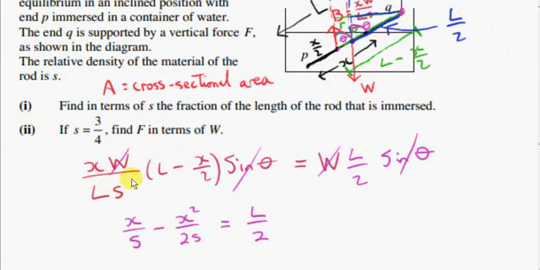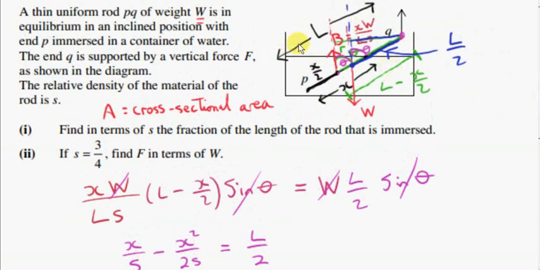Okay, now let's be clear about what we're after. We are not looking for X. We can't find a value for X, because we don't know anything about the rod. We don't know the length of the rod. We want the fraction of the length of the rod that is immersed. So we want the length of the immersed part, X, divided by the total length, L. This is what we're after, not X, but X over L.